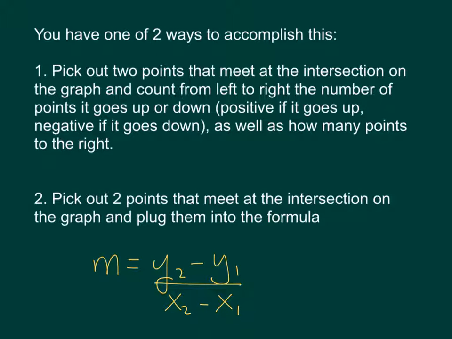Pick out 2 points that meet at the intersection on the graph, or the crosshairs, and count from left to right the number of points it goes up or down, positive if it goes up, negative if it goes down, as well as how many points to the right.